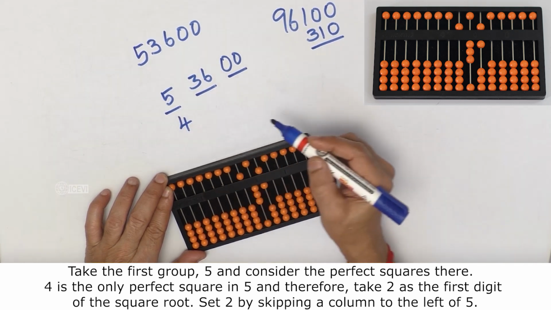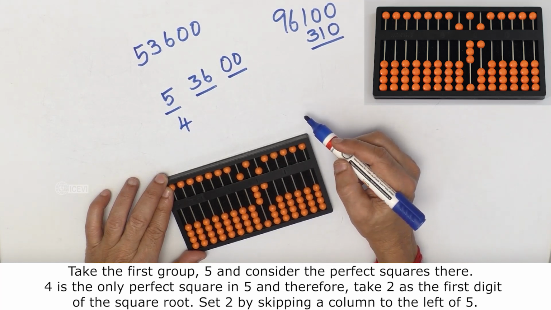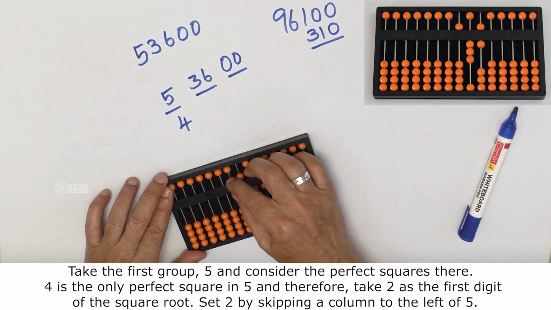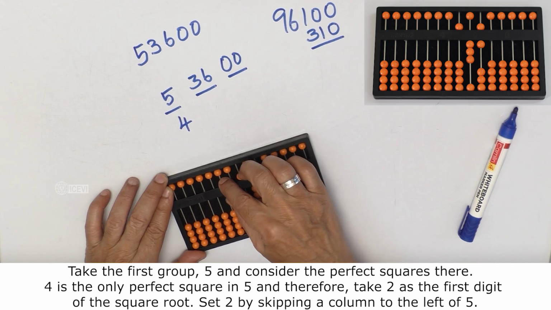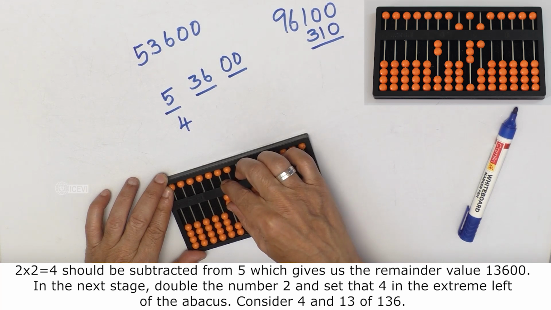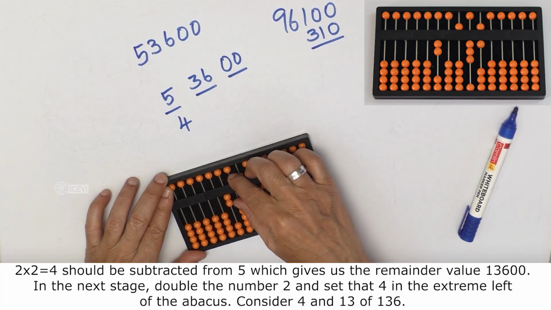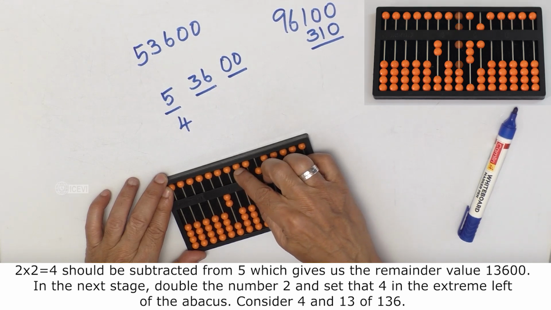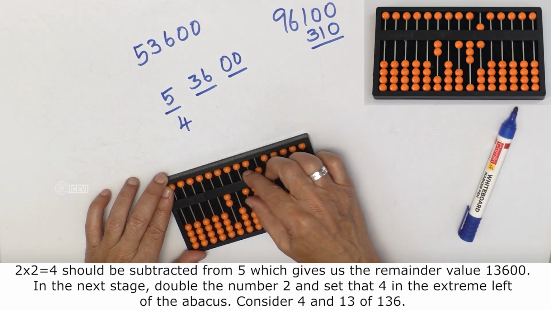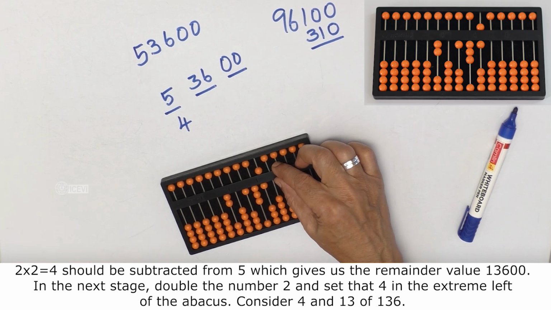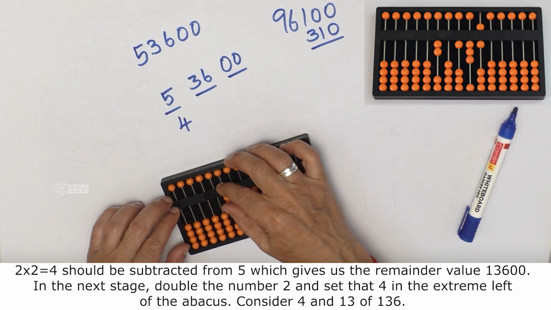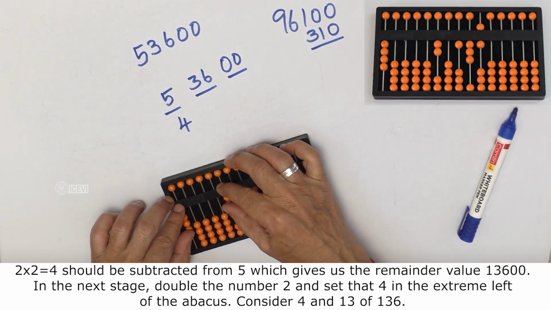Take the first group, here it is 5, and consider the perfect squares there. 4 is the only perfect square in 5, and therefore take 2 as the first digit of the square root. Set 2 by skipping a column to the left of 5. Now 2 must be multiplied with 2 and the 4 should be subtracted from 5 and we get the remaining value as 13,600.